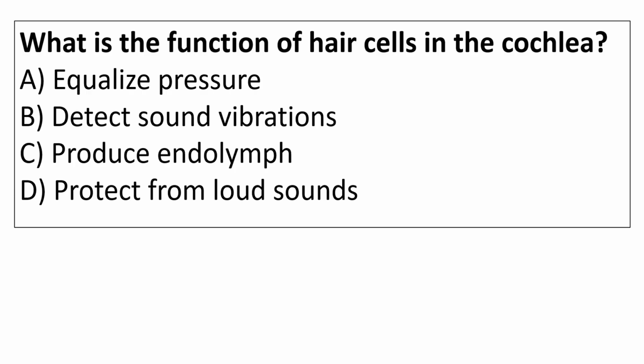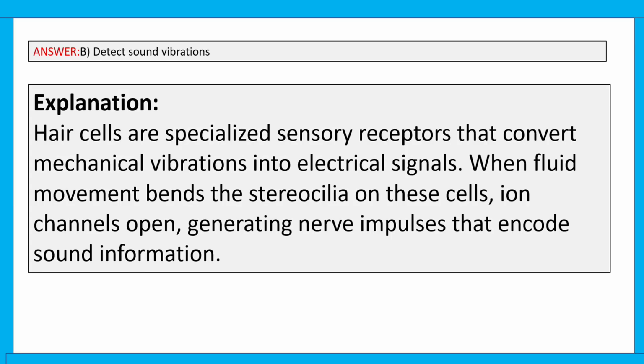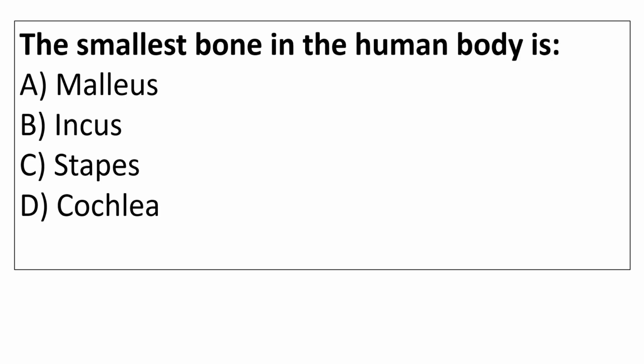What is the function of hair cells in the cochlea? Equalize pressure, detect sound vibration, or produce endolymph. The right answer is detect sound vibration. Hair cells are specialized sensory receptors that convert mechanical vibration into electrical signals. When fluid movements bend the stereocilia, the cell's ion channels open, generating nerve impulses that encode sound information.